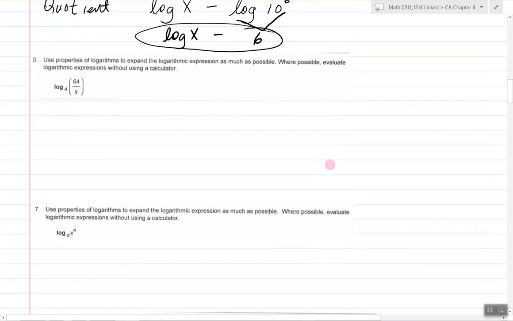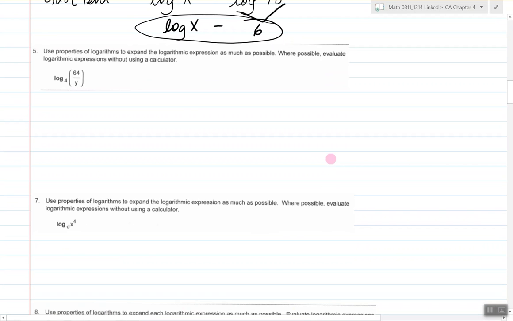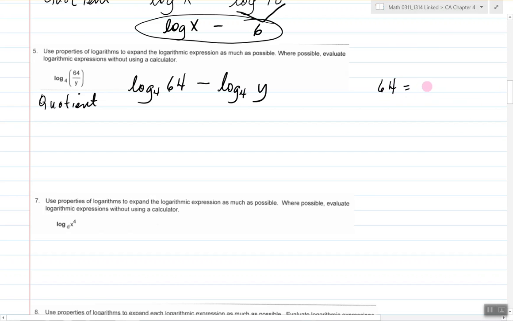So we're looking out for simplifying. All right, this is also a quotient. Working now with base 4. So this is log base 4 of 64 minus, because with a quotient you always subtract, log base 4 of y. Now log base 4 of 64. I don't know if you're going to recognize it, but 64 is 4 to the, what is it?